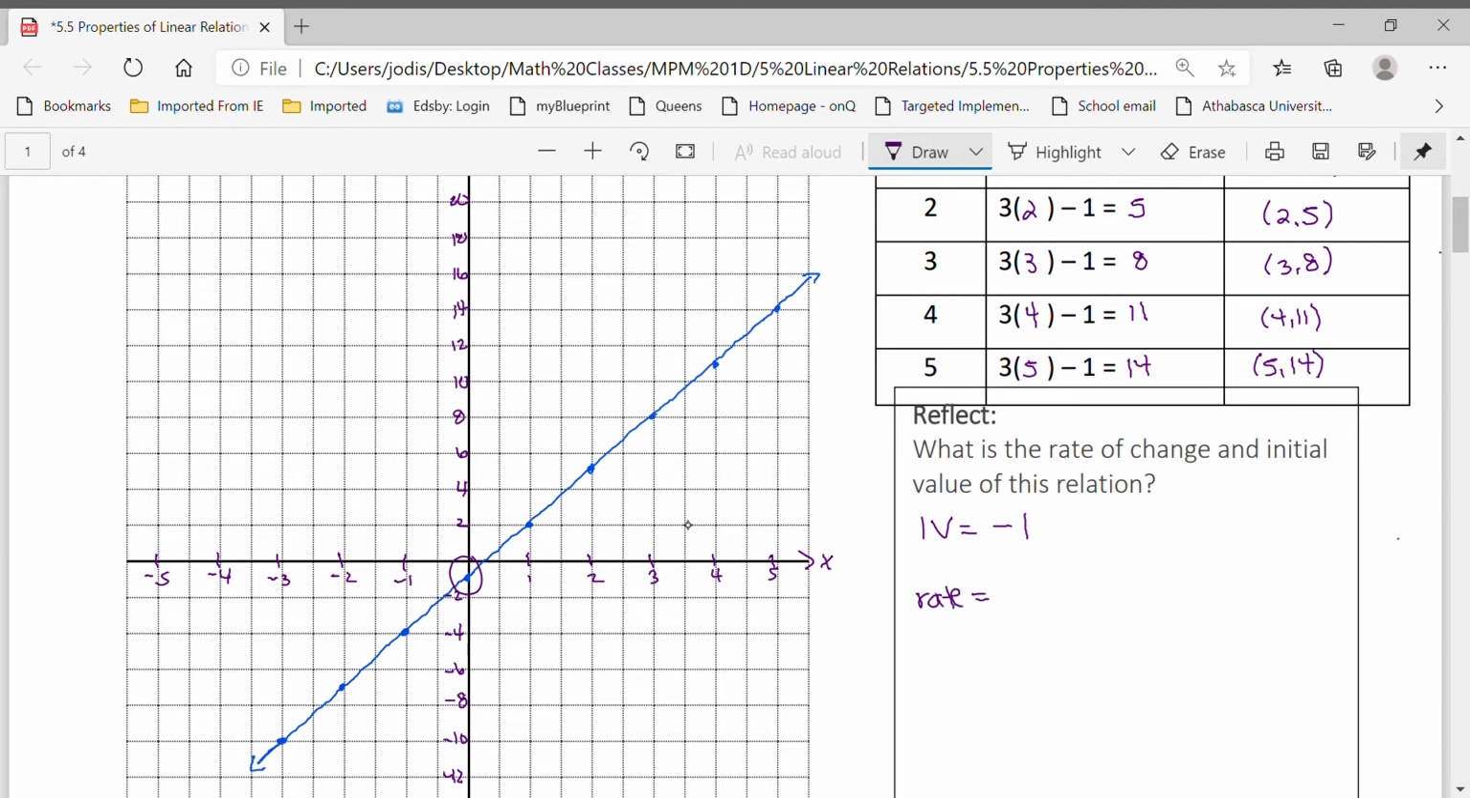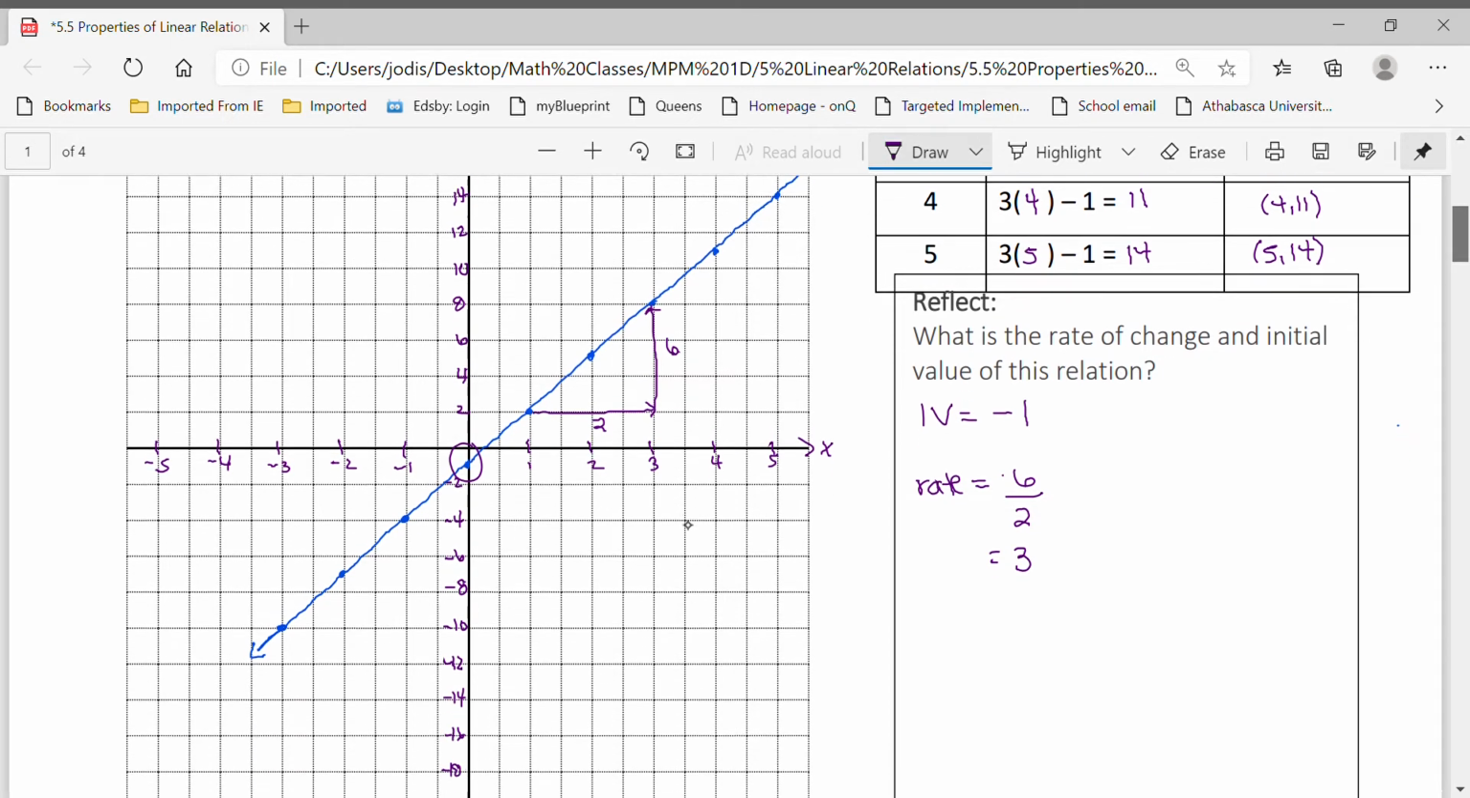And then our rate, well, again, we could draw a rate triangle anywhere on this. So let's pick maybe these 2 points. If we go here, we go from 1 to 3, so this is 2, and then here we go from 2 to 8, so that's 6. So my rise is 6 and my run is 2, so 6 over 2 is 3.